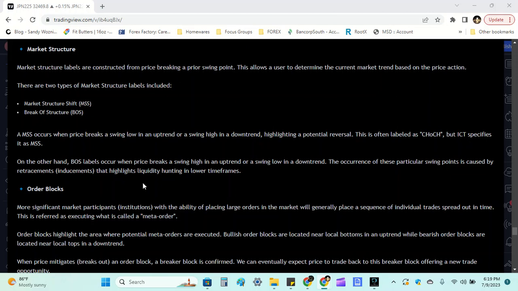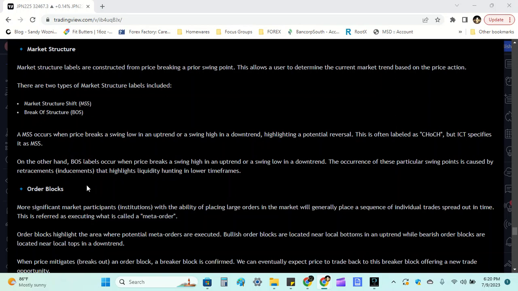But ICT specifies it as an MSS or arguably a BOS. I mean, they're not interchangeable, but similar. A breakup structure is like a market structure shift going the same direction as price already was. That's my understanding of it. Whereas a market structure shift is when the market is reversing. So a BOS, a breakup structure, is in the current direction, let's say, and a market structure shift is in the opposite direction of where price has come from.